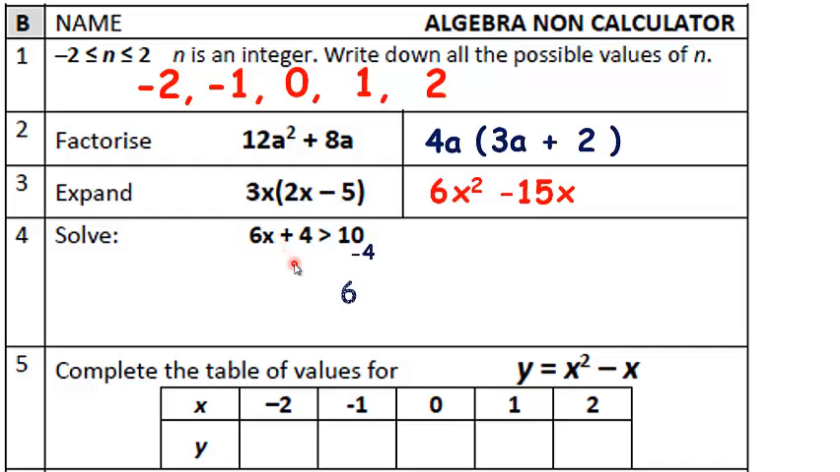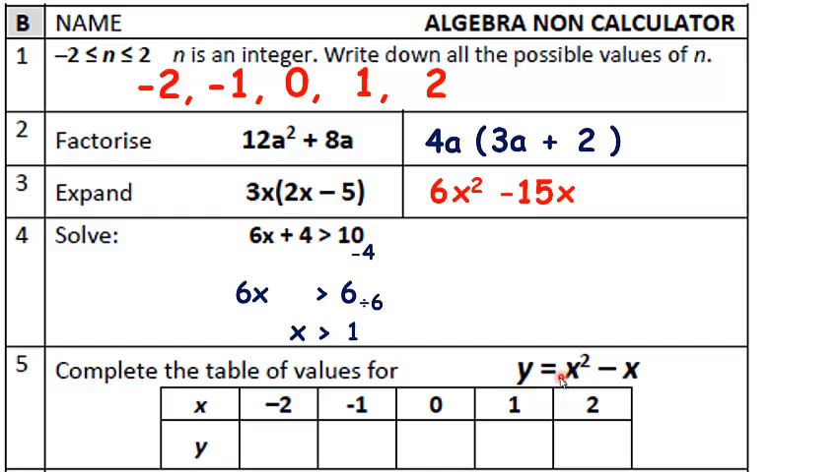Question 4, I need to get rid of that 4 over there, so I'm going to take away 4. 10 take away 4 is 6, so I'll get 6x is greater than 6. Divide by 6 now. 6 divided by 6 is 1, so my final answer is x is greater than 1. Make sure you write the inequality signs as you're working through. That is really important. That's a mistake a lot of people make, and a lot of people lose marks for that.